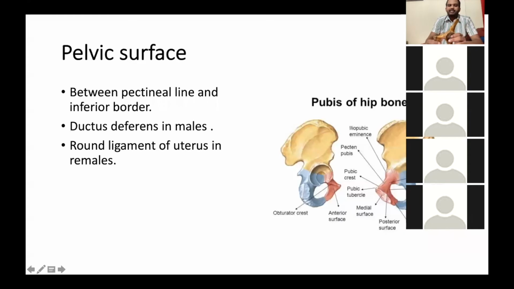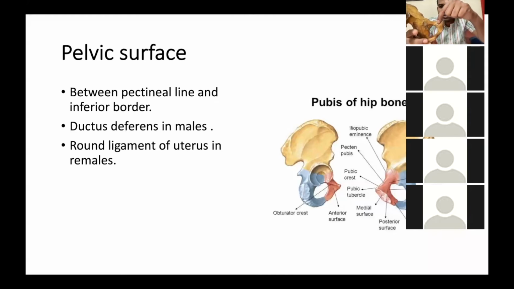Next is the pelvic surface. The pelvic surface is between the pectineal line and the inferior border. Now everybody see here, I'm showing you the pelvic surface. This is the pectineal line. This is the inferior border. And this surface is the pelvic surface. This is the pelvic surface of the body of the pubis. This is the pelvic or posterior surface of the body of the pubis.